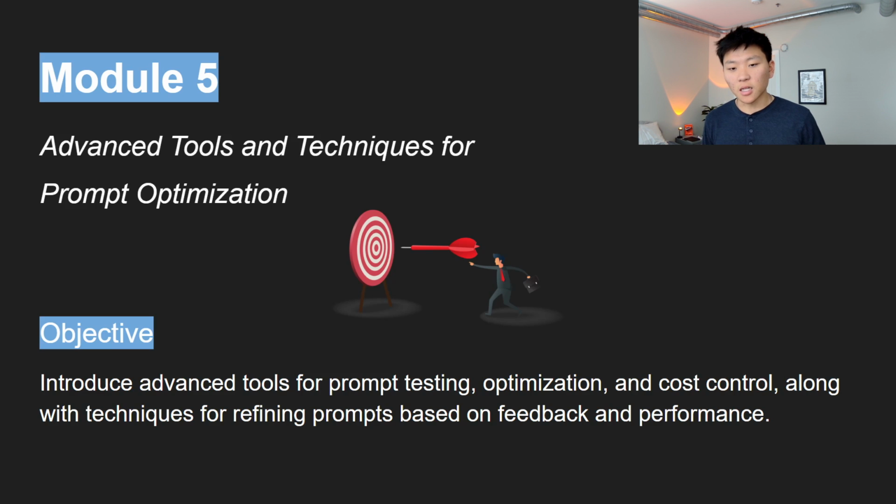This module is all about advanced tools and techniques for prompt optimization. We're going to explore some other tools that you can look at, not go too in depth, but just open your eyes as to how you can get more advanced and refine, manage, test, and give feedback to the AI. So let's get into this module.